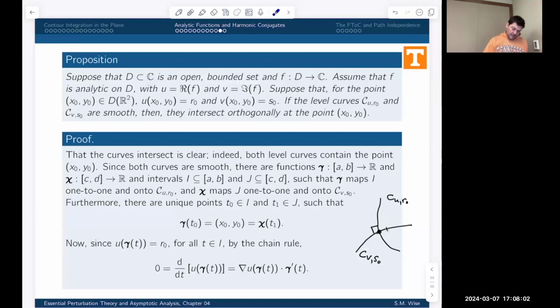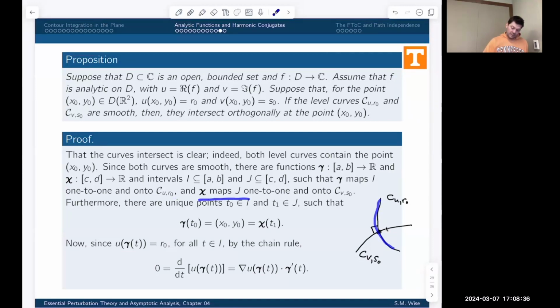Okay. So they both contain this point. So I'm going to calculate their tangents here. And the reason I can calculate the tangent vector is because I know that both of these are smooth and they both have a parameterization. Okay. So what are the parameterizations I want to use? There are functions gamma and chi. They can be from different intervals in time, it doesn't matter. Such that gamma maps one-to-one onto this curve. So that's gamma's curve.